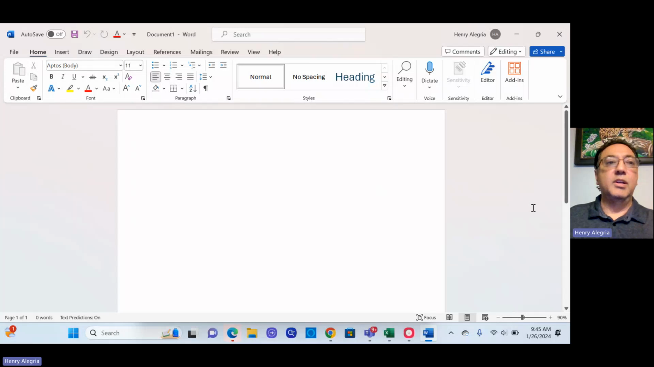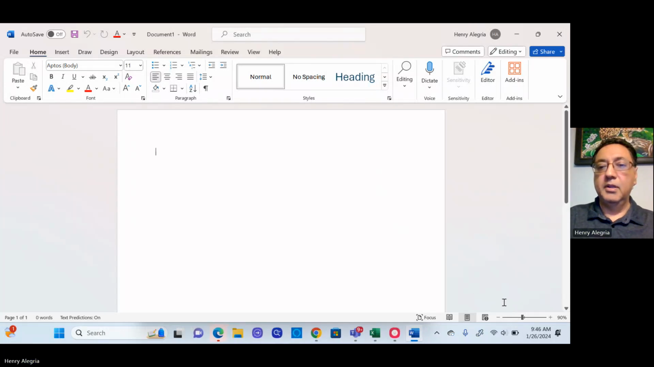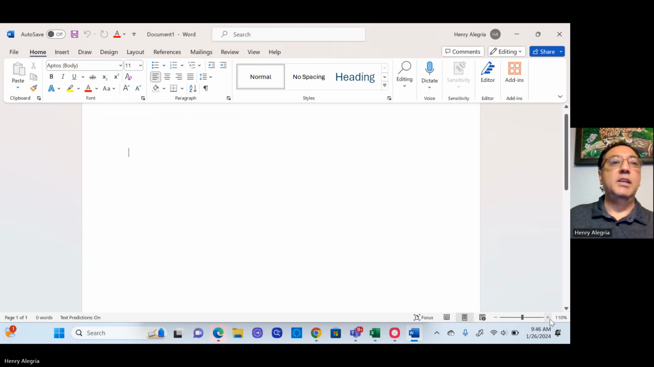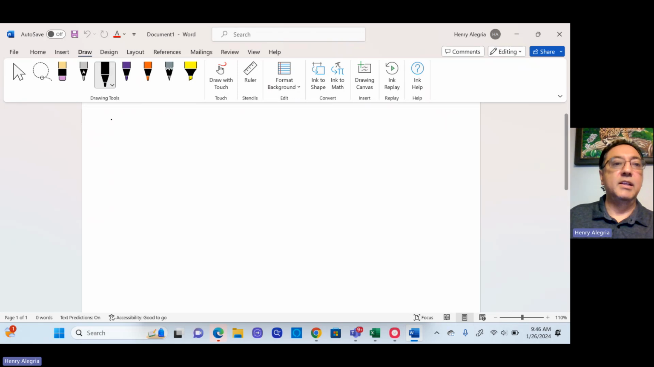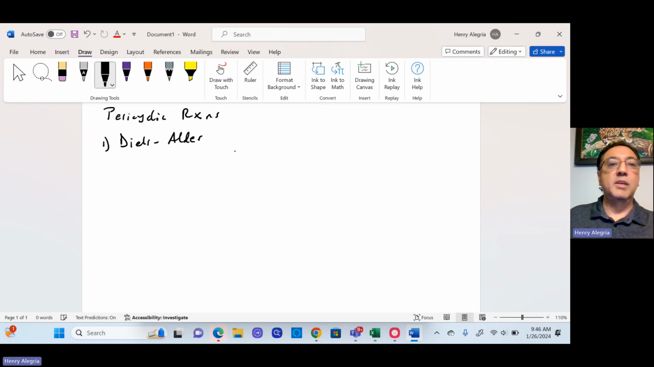So these are three classes of reactions that share features. We spend more time on one of them, less time on the other two. So let's get going with the first one. So again, to remind you, what we're actually doing here is we're covering pericyclic reactions. There are three types. So the first type would be your Diels-Alder reaction. That's the one we spend the most time on.